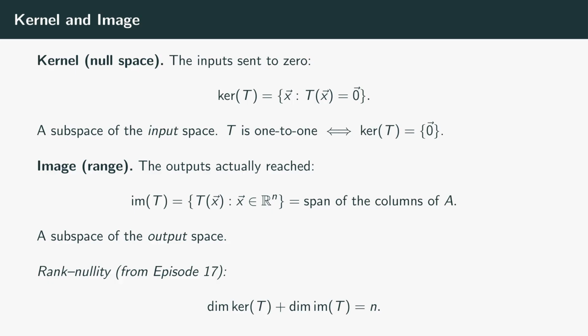The second subspace is the image, also called the range. It is the set of all outputs the transformation can actually reach, and it turns out to be exactly the span of the columns of the matrix. The image lives in the output space. And these 2 subspaces are tied together by the rank nullity theorem from a few episodes ago. The dimension of the kernel plus the dimension of the image equals n, the dimension of the input space. What the map loses to crushing and what it keeps as reach must always add up.